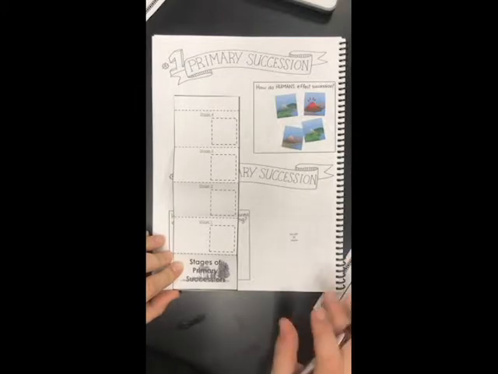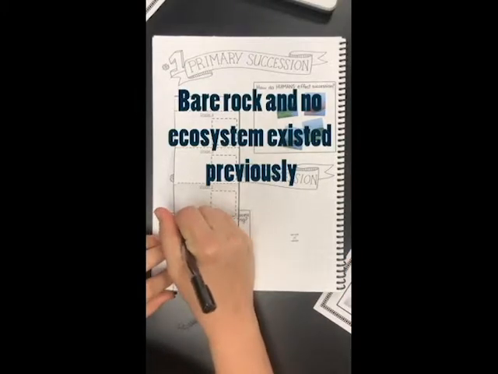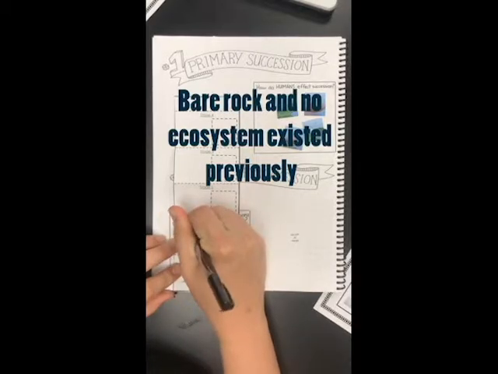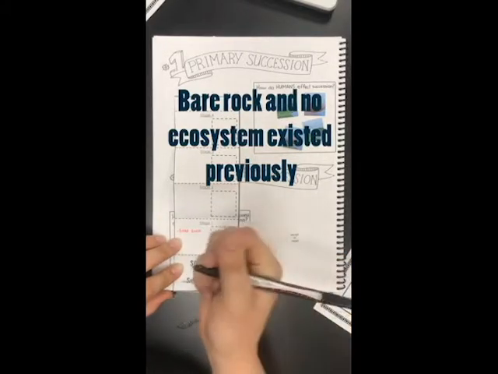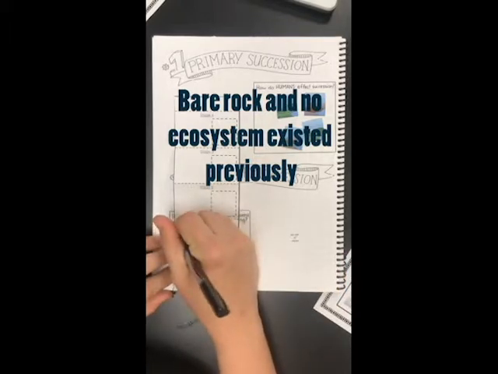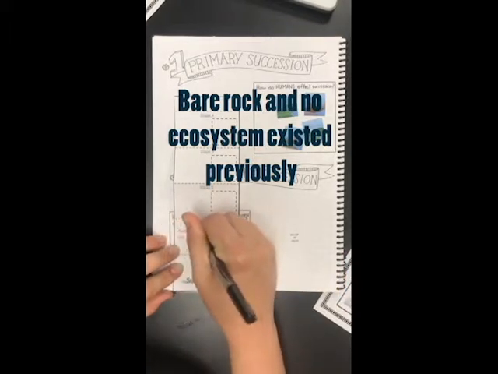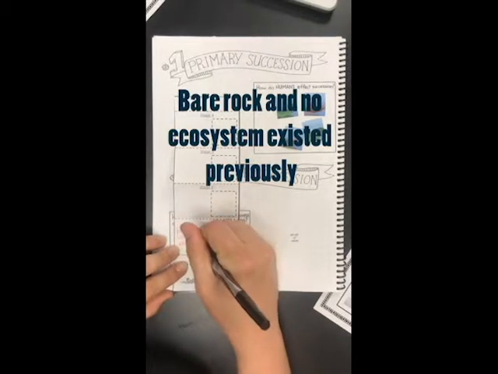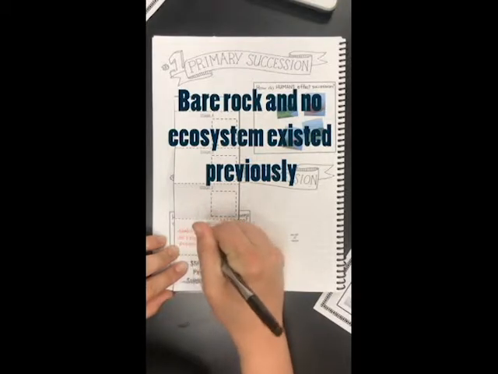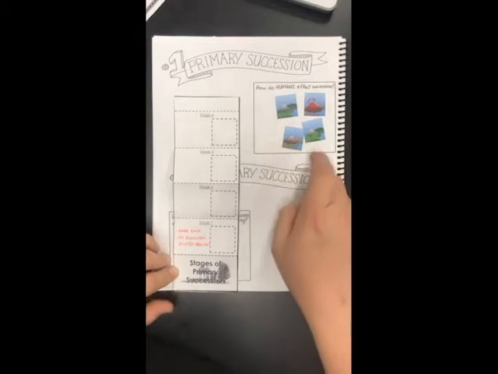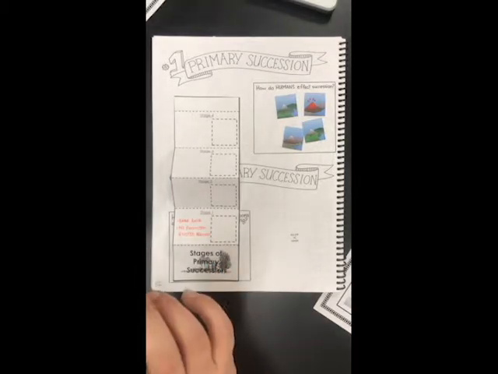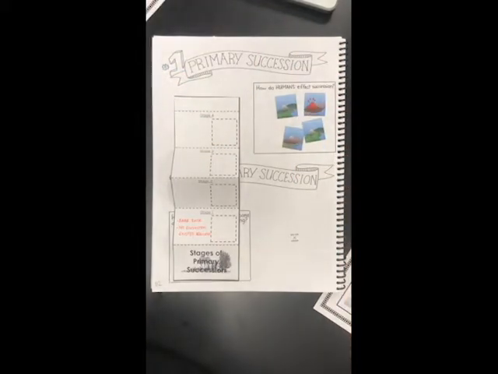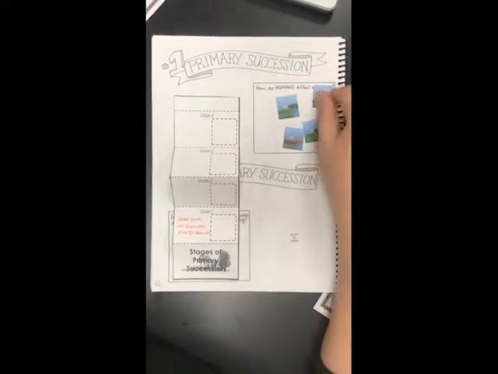Stage number one is going to be where there is bare rock and no ecosystem existed previously. So looking at our pictures, which one of these pictures do you think would represent a bare rock where there was no ecosystem? That means no life, no plants, no animals. Looking at these, which one would you pick? If you picked this one, congratulations, you are correct.